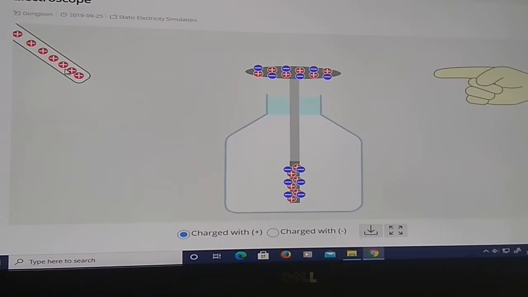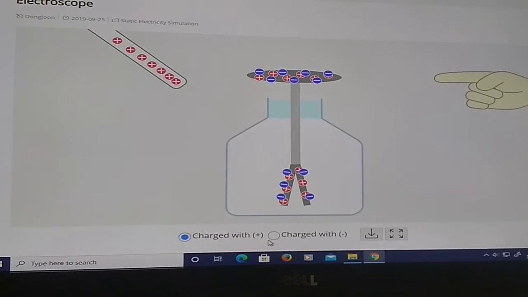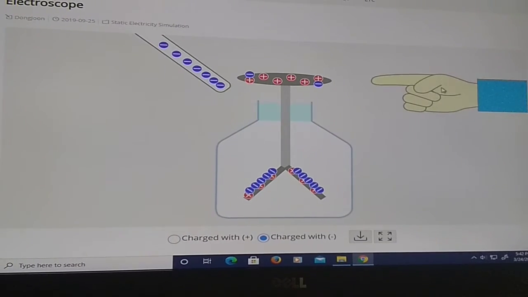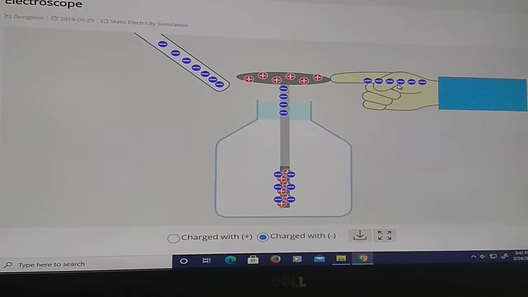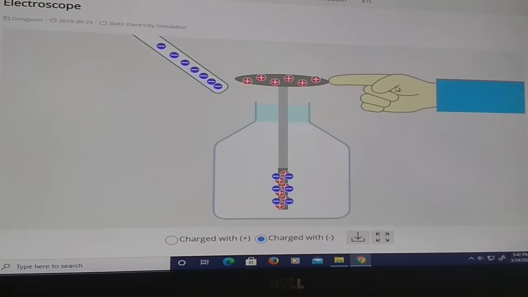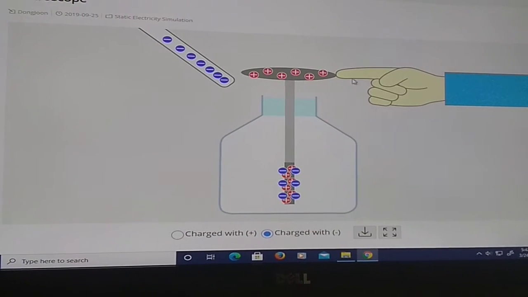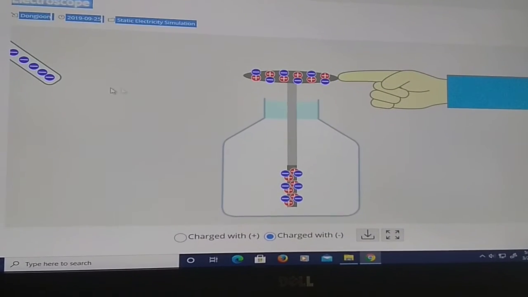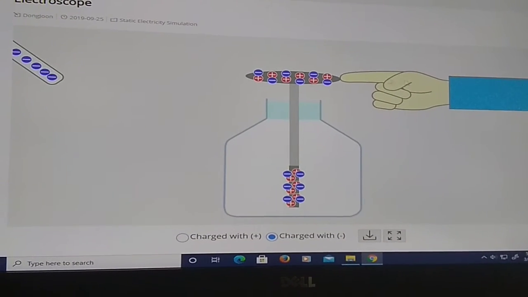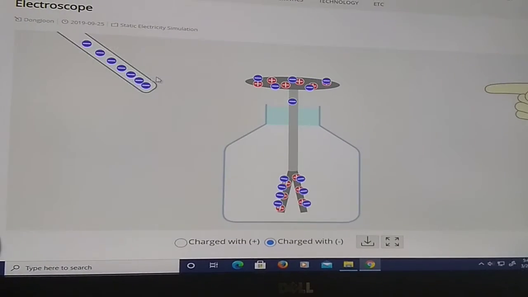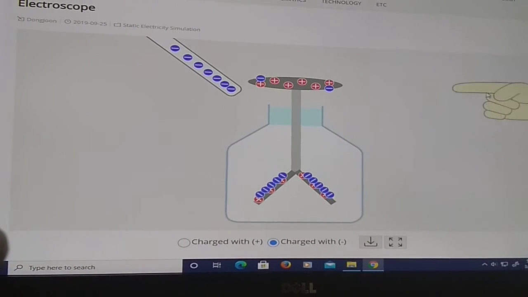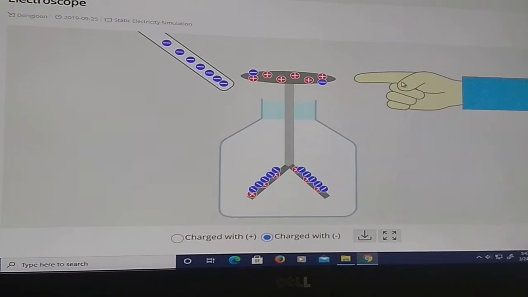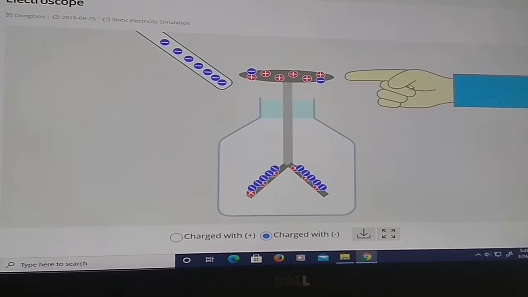Now watch what happens if I bring, let's do negative. Watch what happens if I have it polarized and then I bring the finger over and I touch the electroscope. I'll reset it for you. Okay, so what I've done here, I've polarized it, I bring this over, and it's almost like I'm grounding it, because the finger is connected to a person who presumably is standing on the ground. So I ground the electroscope.